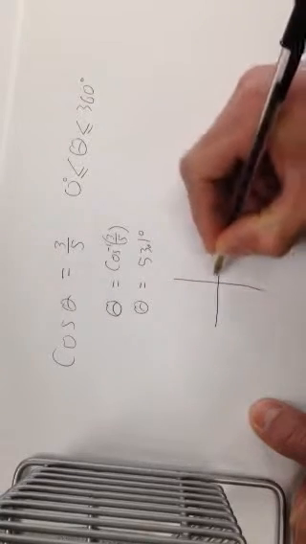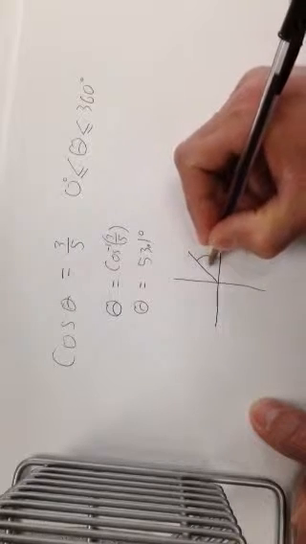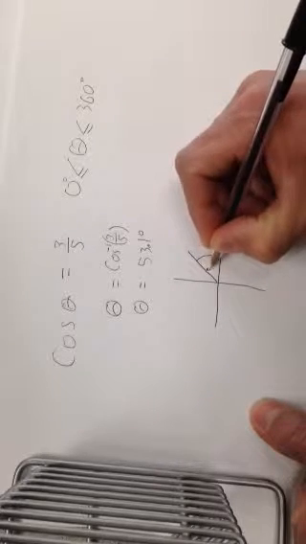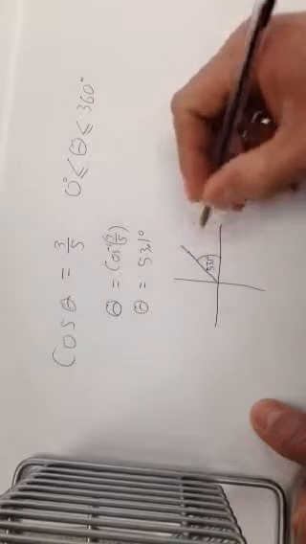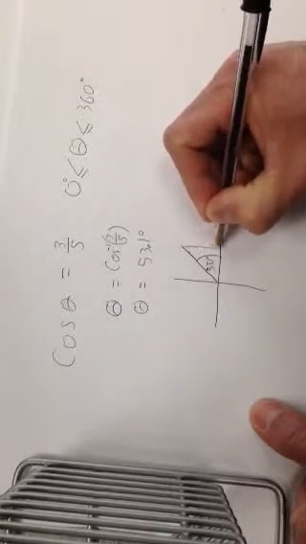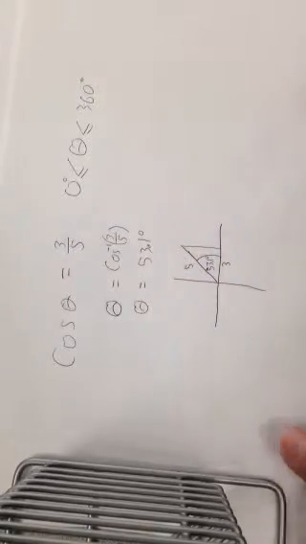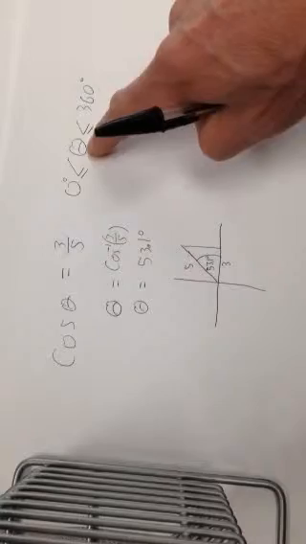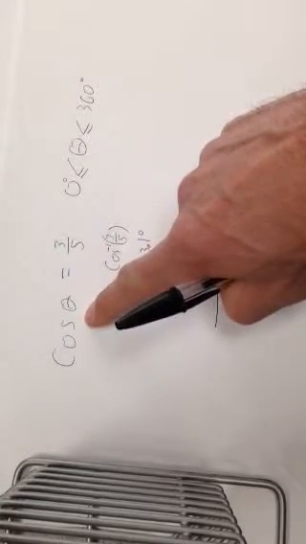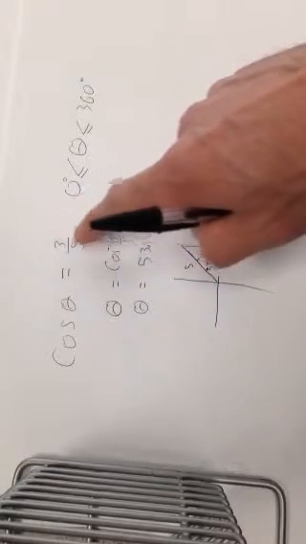I'm going to draw that here. This is about 53, greater than 45, here's my theta value. And if I were to complete this triangle, I could have a value of 3 here and a value of 5 here. Certainly that ratio. The question is, is there any other angle that satisfies this equation? Is there any other angle whose cosine is 3 over 5?